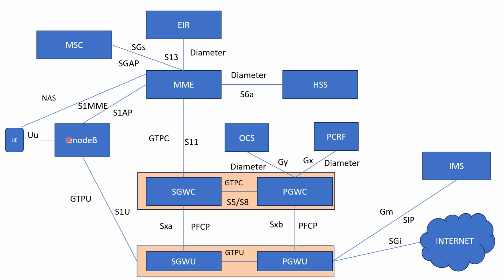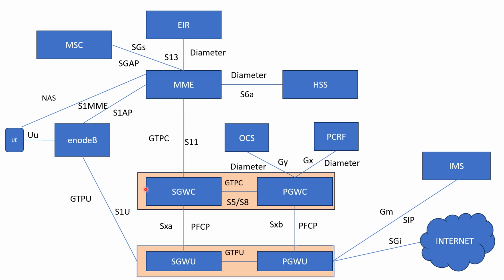Now, eNodeB connectivity will be through S gateway U. All the user plane traffic will go through S gateway U, P gateway U, and then it will go to the internet or IMS network based on the requirement. So eNodeB connectivity with S gateway U will be S1U and GTPU, and then P gateway U will be connected to the IMS network or the internet.